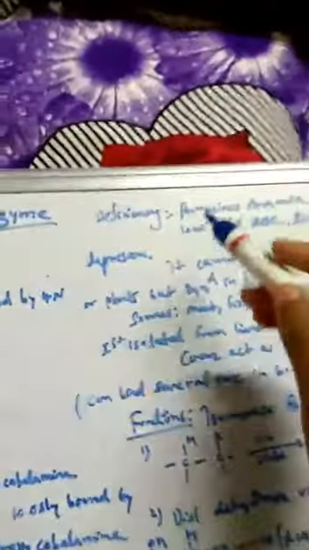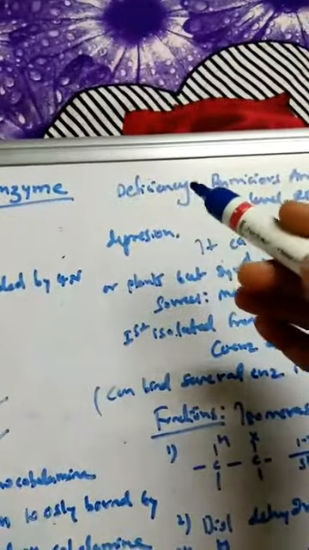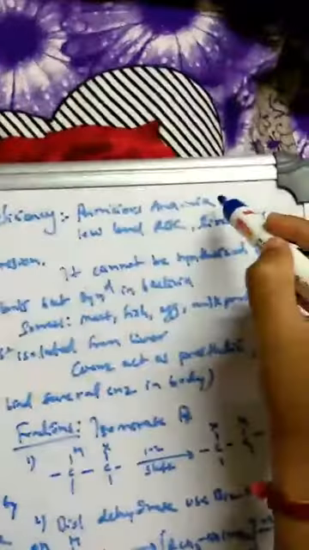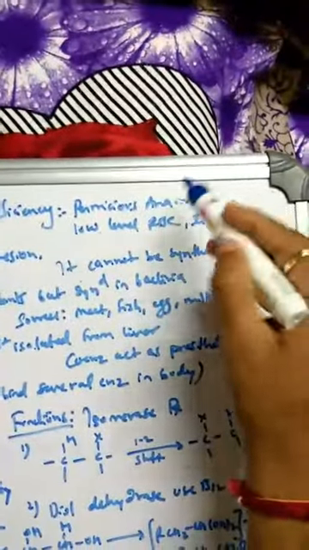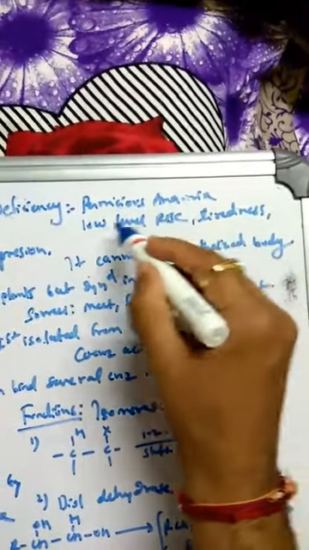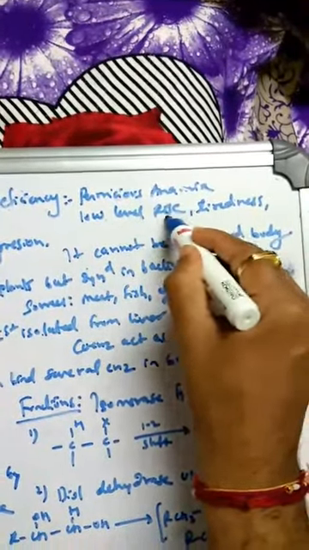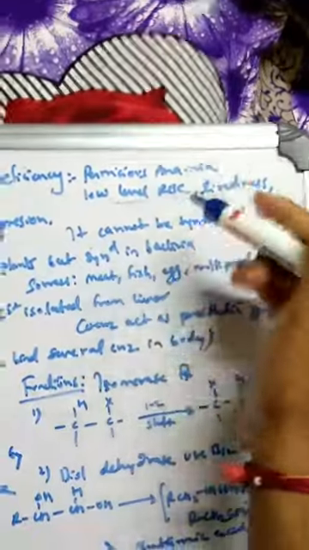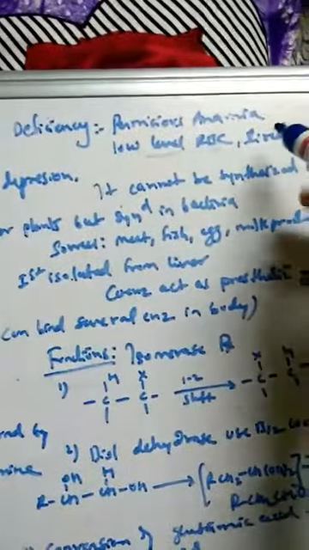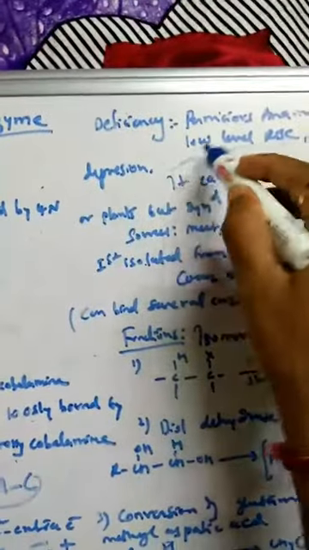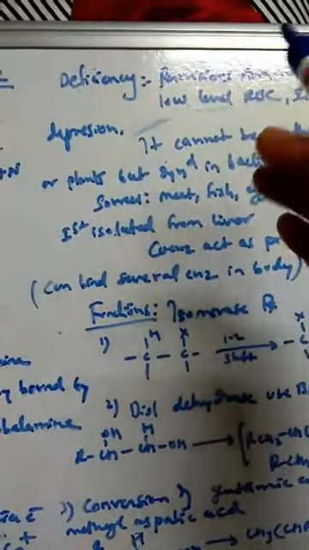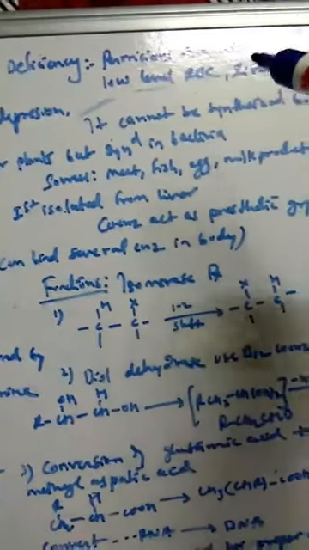If there is a deficiency of cyanocobalamin or vitamin B12, it leads to pernicious anemia. So what is this pernicious anemia? It is nothing but low level of RBCs. So RBCs will be very less in our body, and that sometimes leads to tiredness, depression or confusion. This type of deficiency disease is what we will have.